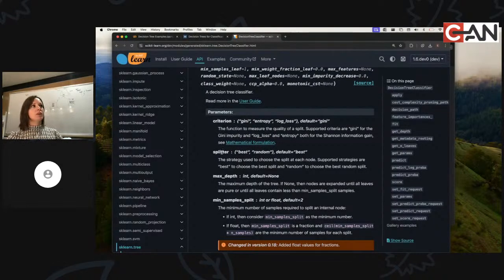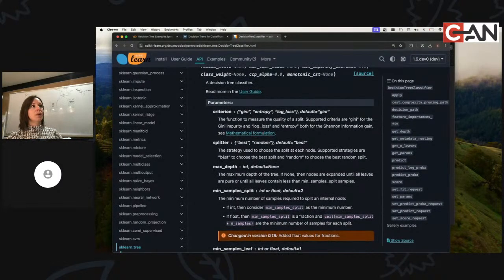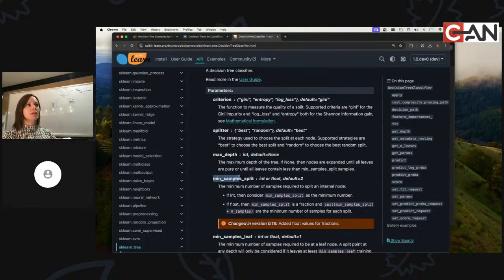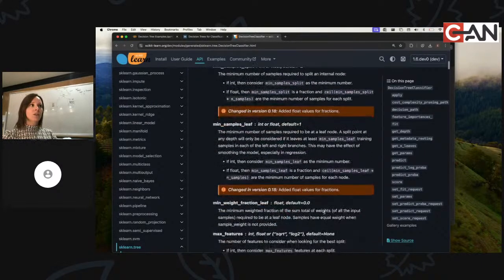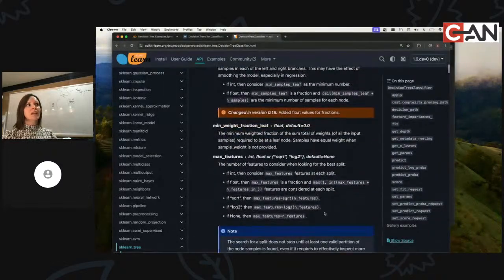When you instantiate that model, you can pass max depth. The default is None, which means that it will go on forever until it finds a good split. You can set min samples split. The default is 2. You can set min samples leaf. The default is 1. You can see there's many others. There's max features, there's min weight fraction leaf.